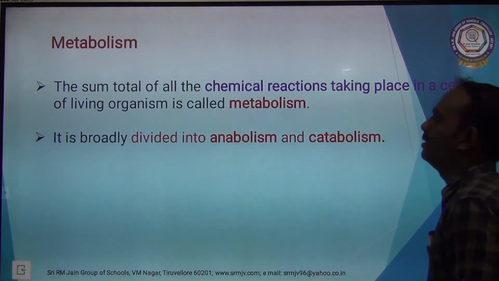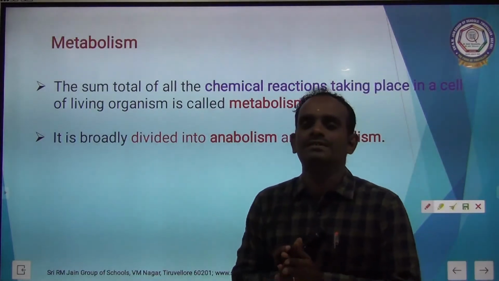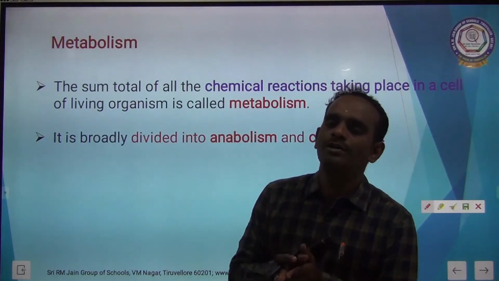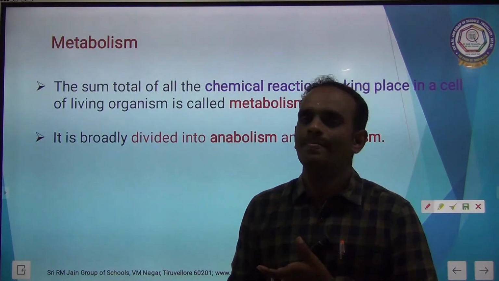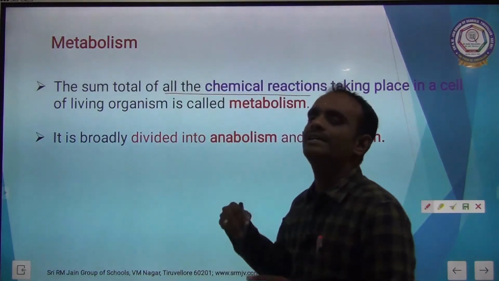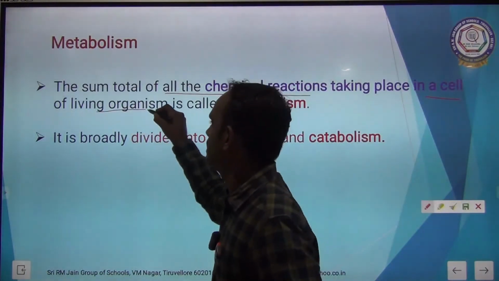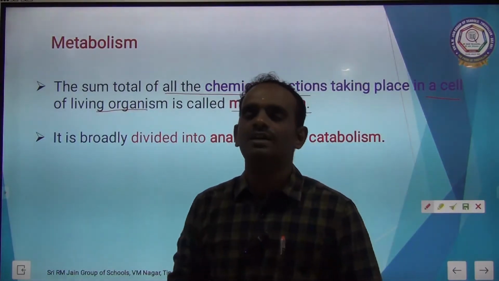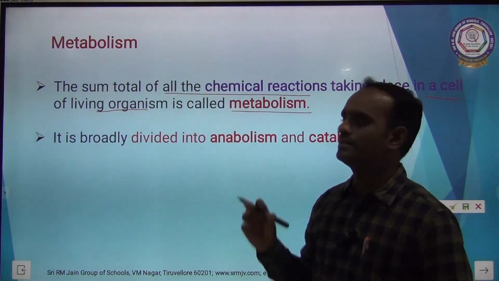Then metabolism. Metabolism is nothing but the chemical reactions which take place in the body of living organisms, including microorganisms, plants and animals. Metabolism is the total sum of all the chemical reactions which take place in a cell of living organisms. The sum of all the chemical reactions which take place inside the cell of all living organisms is called metabolism.